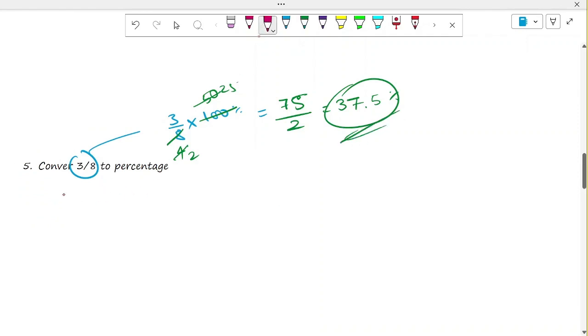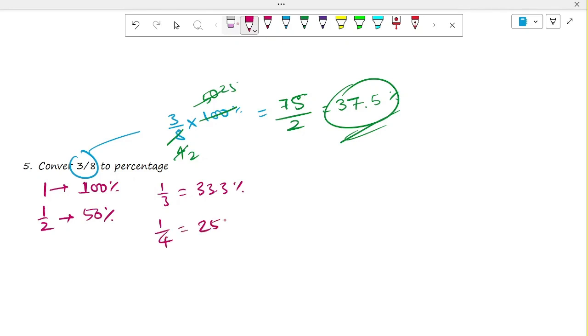Now, how will we solve these questions faster? You need to know there are some standard percentages, like 1. 1 is nothing but 100%. 1 by 2 is how much? 50%. 1 by 3 is 33.3%. 1 by 4 is what? 25%. 1 by 5, 20%. 1 by 6, 16.66 percentage. Right. In the same way, if you can remember these numbers, only some 5 to 7 numbers.